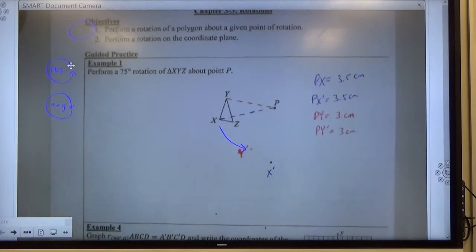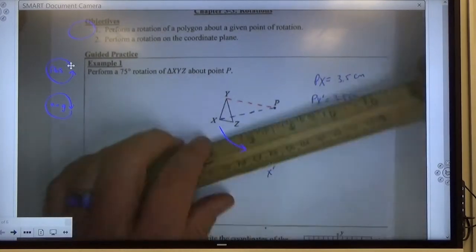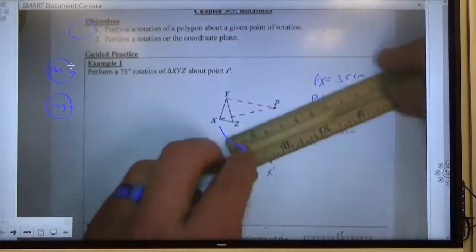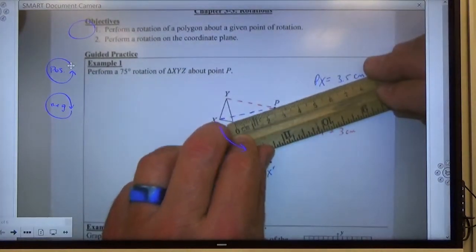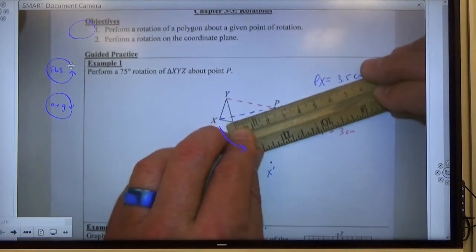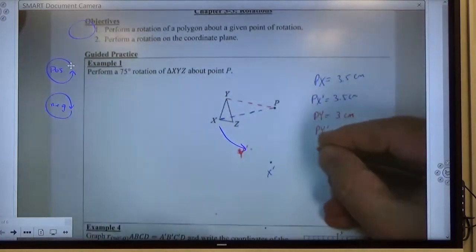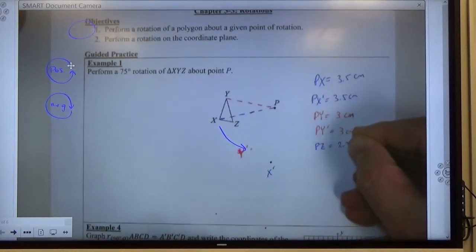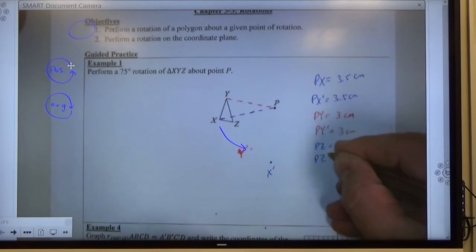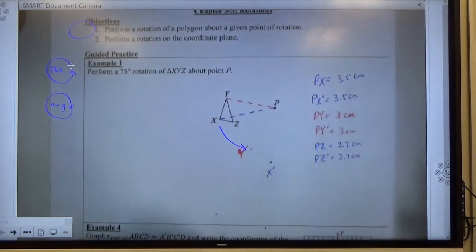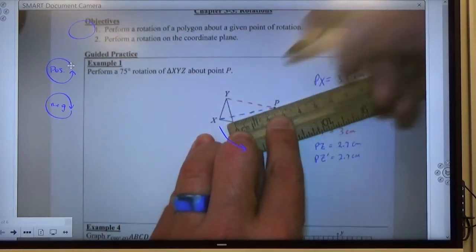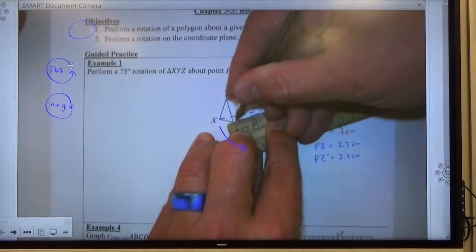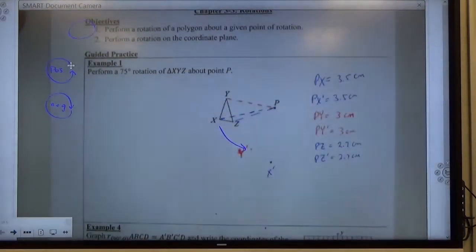All right. So my final point is Z that I need to rotate. Again, I'm going to line up my ruler, put it on Z and P. I want to find out the length, and I want to make a dashed line. According to mine, looking straight down, it looks like 2.7 centimeters. So I know that PZ is 2.7 centimeters, which means that PZ prime has to be 2.7 centimeters. I'm going to draw a dashed line from P to Z, being very precise as I do it, holding down my tool very solidly as I come like that to make that dashed line.